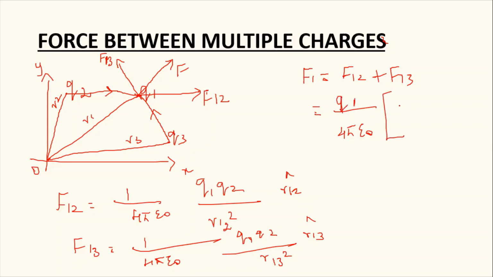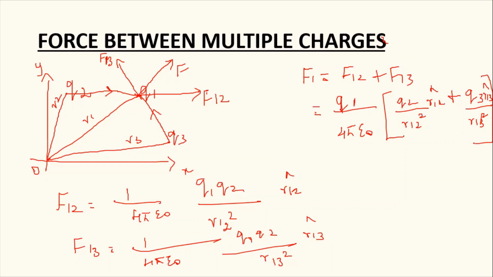So you will get Q2 by R12 square R12 cap plus Q3 by R13 square R13 cap. Okay, this is the expression for calculating the force exerted on charge Q1 by the other two charges Q2 and Q3.